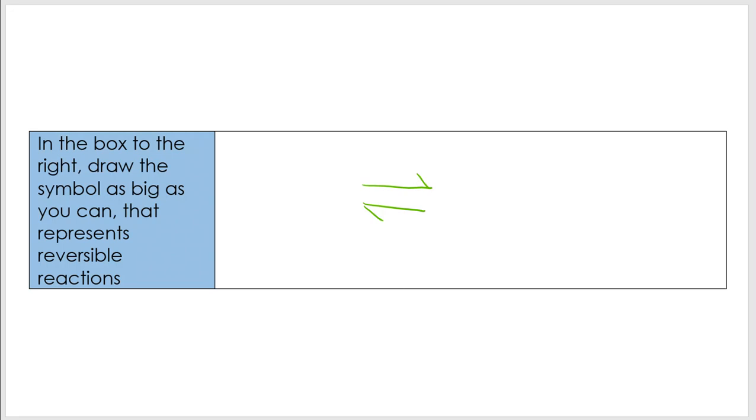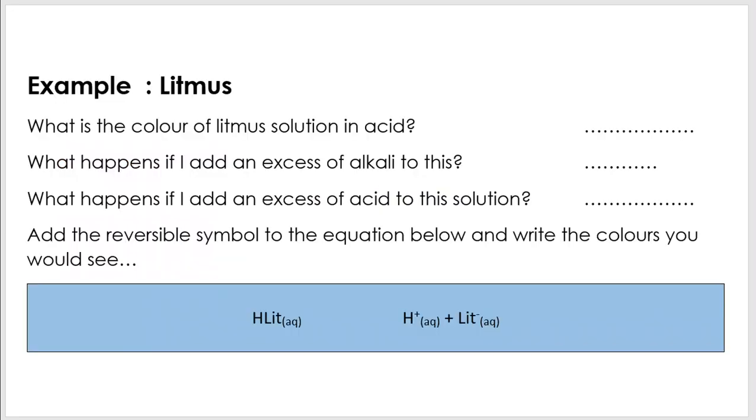Let's take an example of a reversible reaction, and that would be the addition of an acid to an alkali and an alkali to an acid. And we can use an indicator to show whether something is acidic or alkali. And you do need to remember these facts as well. What would the colour of litmus solution be in acid? It would be red. What's the colour of litmus paper in alkali?